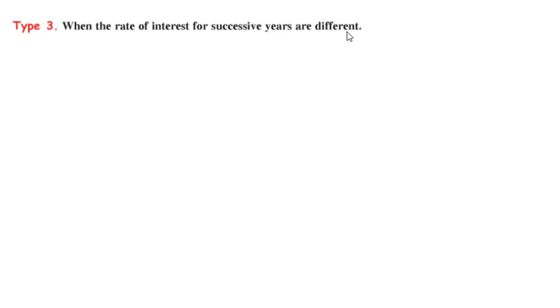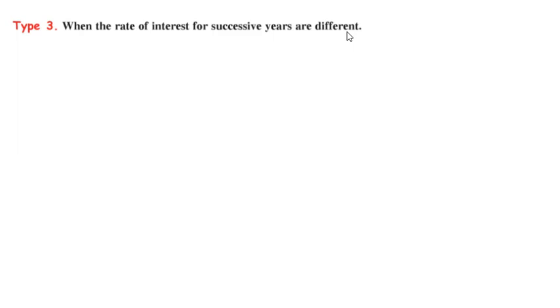Now the third type of problem. Two types of problem we have already seen. In the first type, the interest is charged annually, and in the second type, the interest is charged half yearly or quarterly. We haven't seen any problem for quarterly, but if the problem is for quarterly, then you have to multiply your years by 4, because in 1 year we have 4 quarters, and the annual rate of interest you have to divide by 4. Right? Now here, the rates of interest for successive years are different.